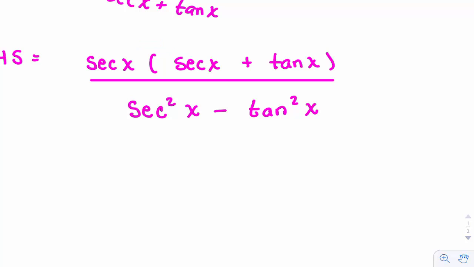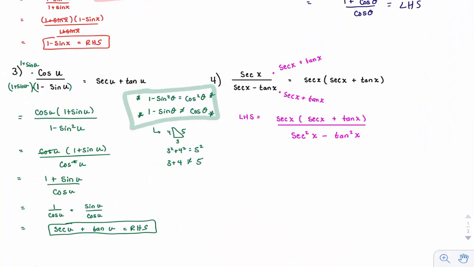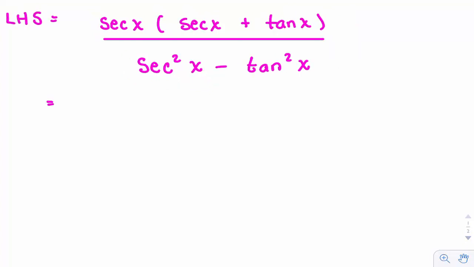Or you can save yourself a little bit of trouble. As I said, tangent squared theta plus 1 is secant squared theta. Let's use that to our advantage. Let's change that secant squared theta right here to just tangent squared theta plus 1. So if I do that, I'm going to get secant x, and then I'm going to have secant x plus tangent x. Still not messing around with that right now.